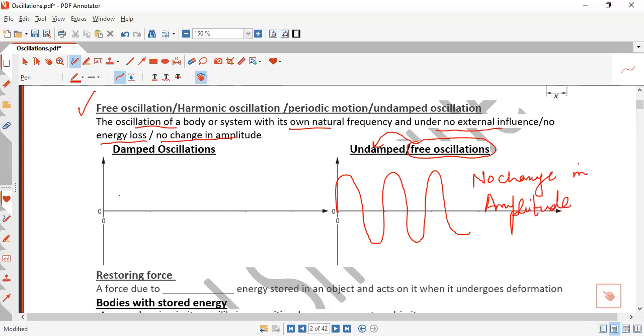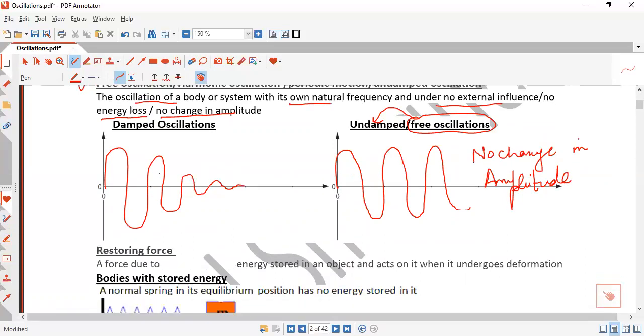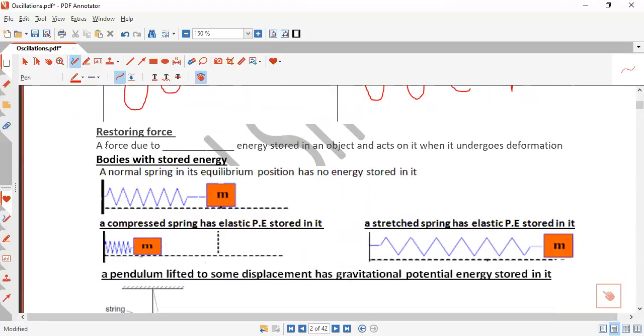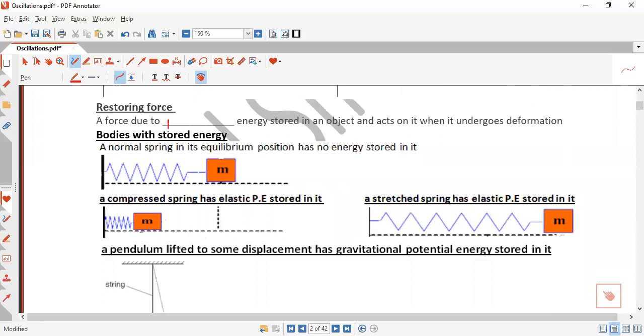Right? But if there is a damped oscillation, then there will definitely be a clear change in amplitude. Energy will be lost. Right? So this is called damping. Okay, now next thing is restoring force. A force due to potential energy stored in an object, and it acts on an object when it undergoes deformation. This is called restoring force, right?